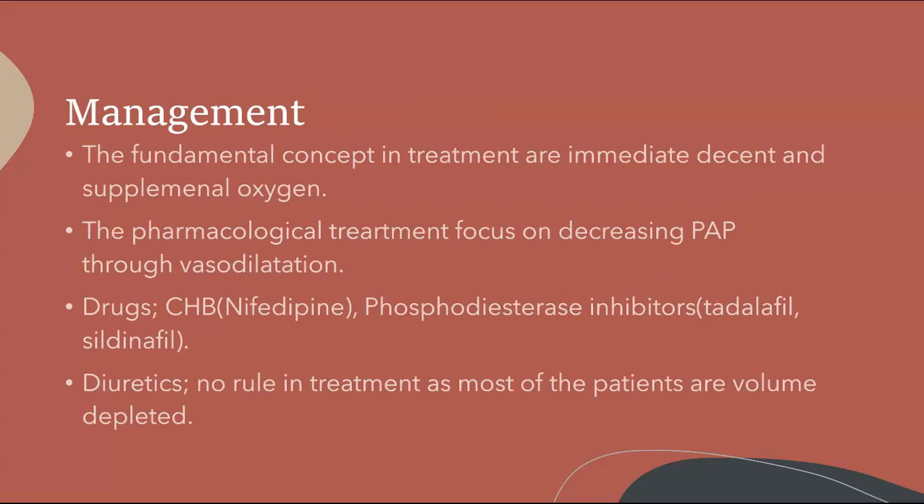So for management, there are two important things to manage high altitude pulmonary edema: immediate descent and supplemental oxygen. There are medications that you can use after that if the patient is not improving, and the mechanism of those medications is vasodilatation in the pulmonary artery. Those medications are calcium channel blockers, most commonly nifedipine, and phosphodiesterase inhibitors, sildenafil and tadalafil. There is no role for diuretics in those patients because most of them are already volume depleted.